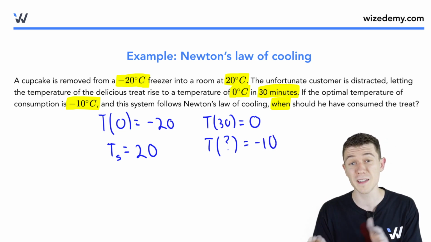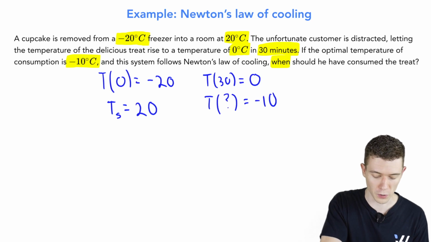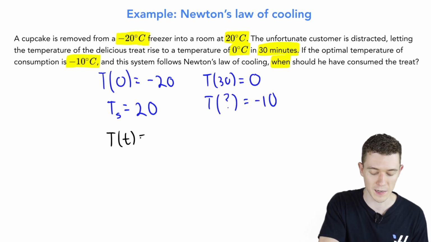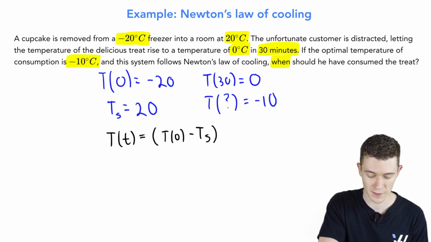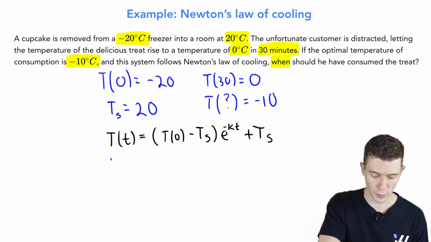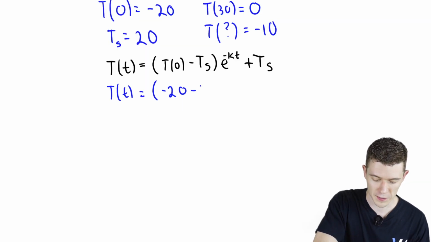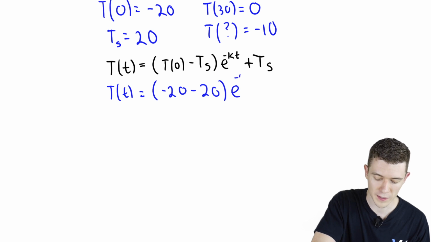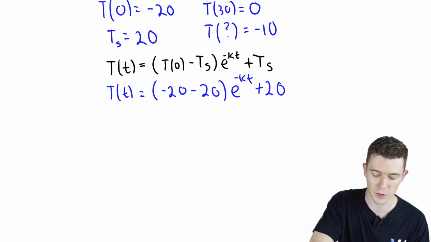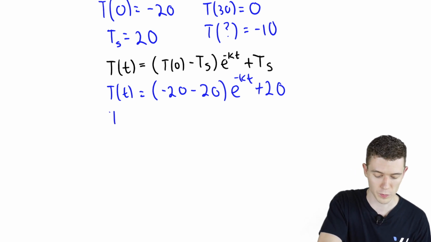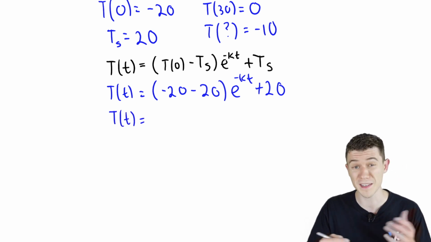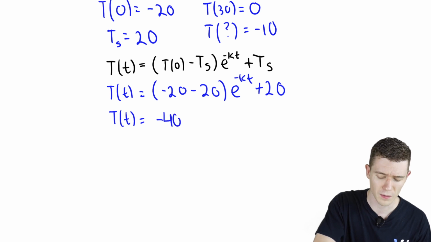We can plug all of this into Newton's law of cooling. If you recall, the temperature of an object at time t, the solution of that differential equation, was (T naught minus T sub S) times e to the minus kt plus T sub S. Time to plug in what we know. We have T naught, T initial, this was minus 20, minus the surrounding temperature, minus 20, e to the minus kt, plus the surrounding temperature, plus that 20. We can reduce this just a little bit. Minus 20 minus another 20, that's minus 40, e to the minus kt plus 20.